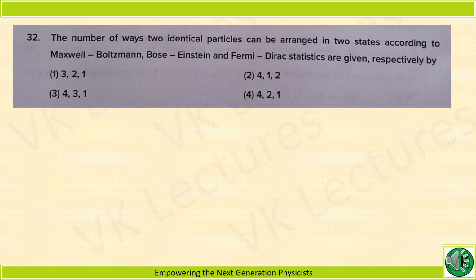The number of ways two identical particles can be arranged in two states according to Maxwell-Boltzmann, Bose-Einstein and Fermi-Dirac statistics are, the options are 4, 3 and 1. Correct answer is option 3.